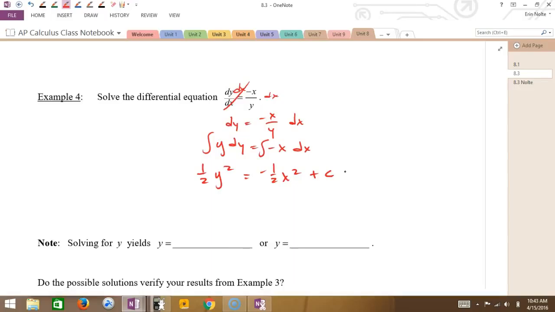Multiply by 2 or divide by half. So I'm going to say y squared is equal to negative x squared plus c. Notice that I did not distribute the 2 to the c. It's still a constant, exactly. I'm not going to make this harder than it needs to be.